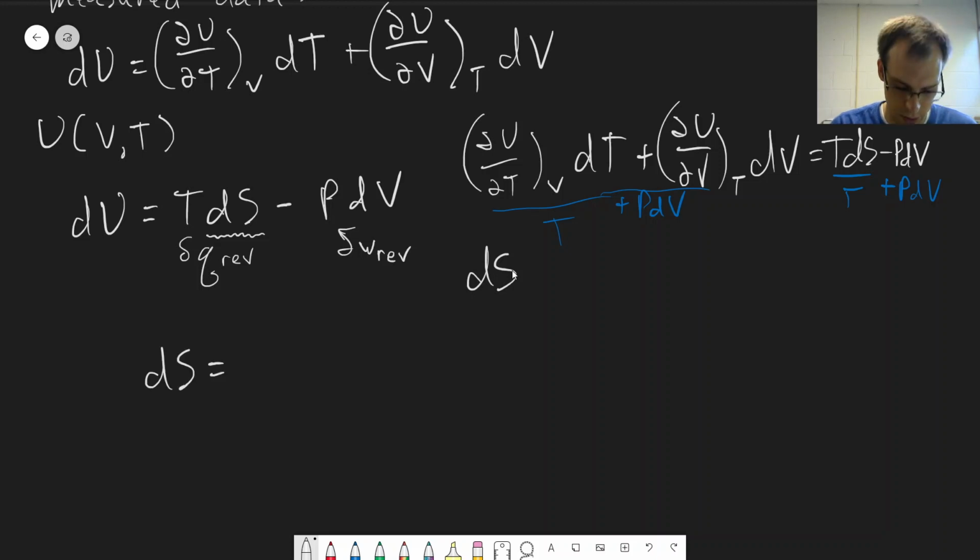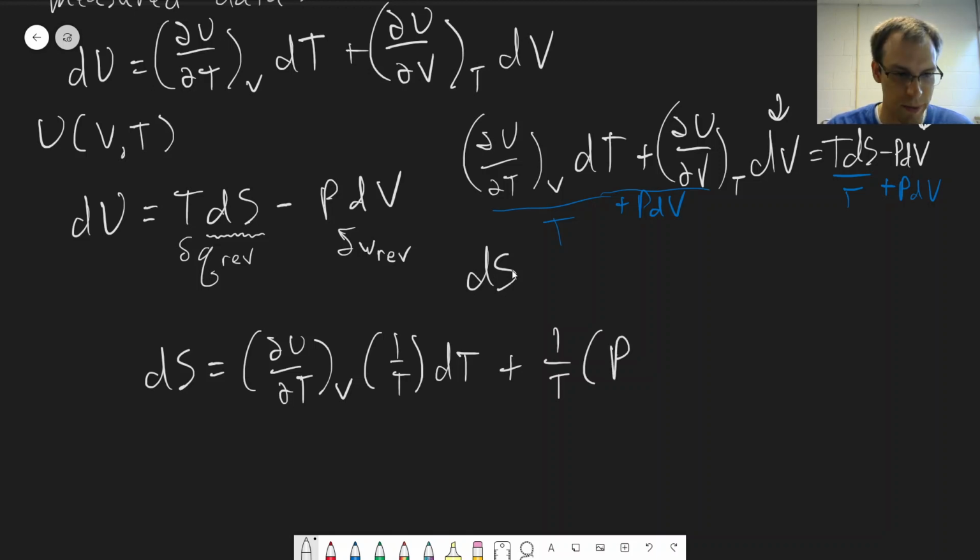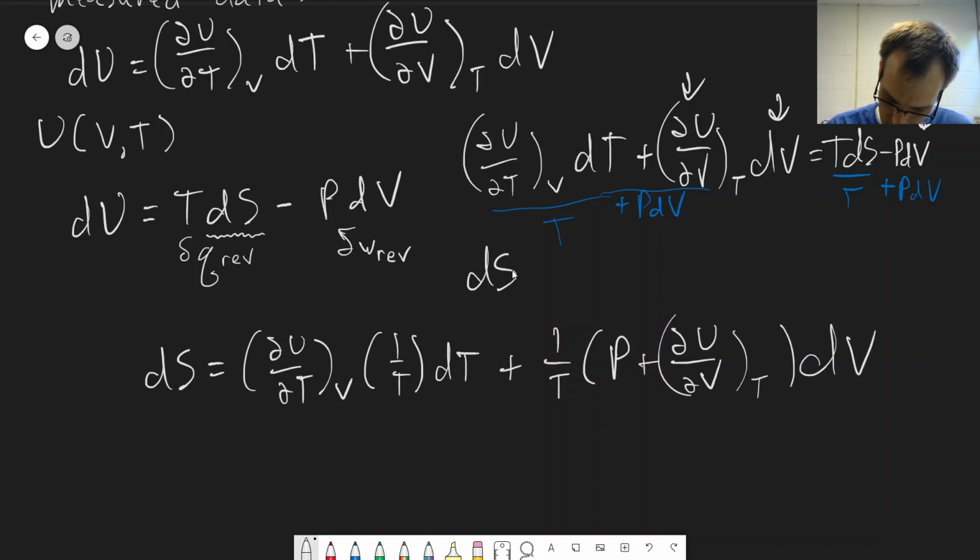dS is equal to (∂U/∂T) at constant V times 1 over T dT. And then we'll have two terms that involve dV, this term and this term. We can combine them. So we'll still have the divide by T part, 1 over T, plus we'll have our pressure, and since this gets added, it'll be positive on this side, plus (∂U/∂V) at constant T, all this times dV. All right, so we've got this expression here.